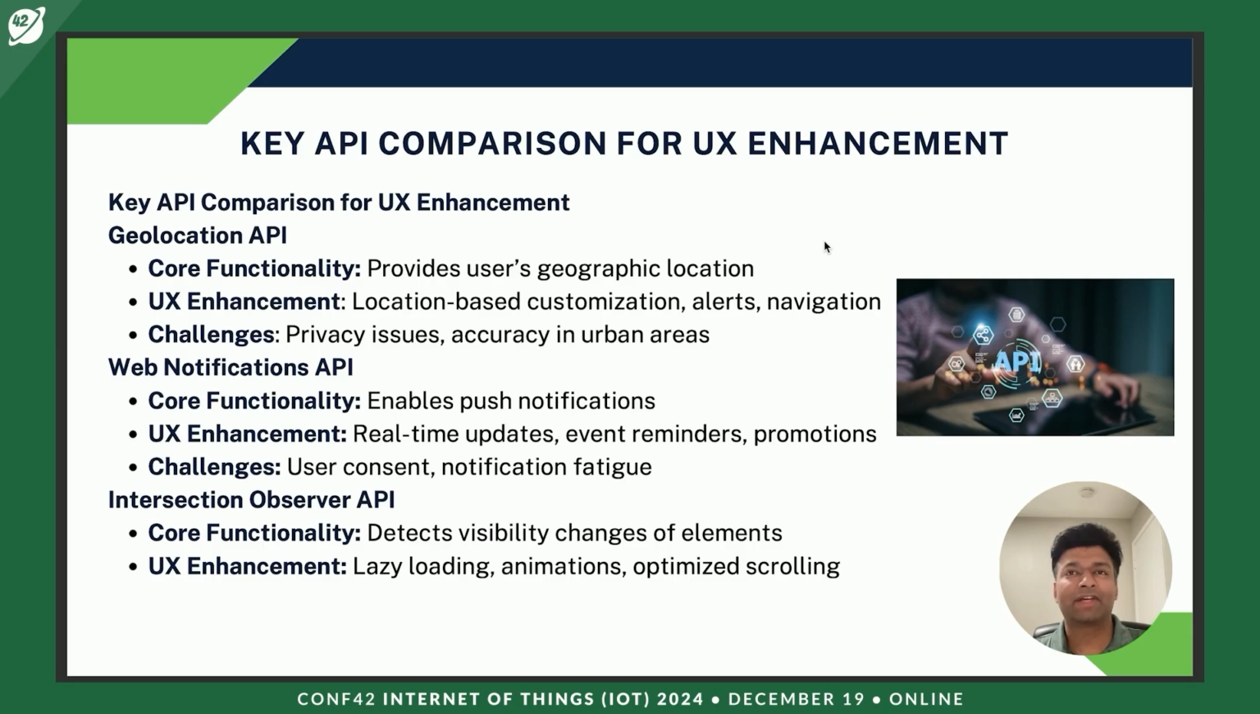Let's take a quick look at how these APIs compare. The Geolocation API provides user location, making content and navigation more personalized. The Web Notifications API engages users in real time, driving them back to your site. The Intersection Observer API optimizes performance by reducing resource usage. Each API plays a special role, but together they create a toolkit for building responsive and interactive applications.